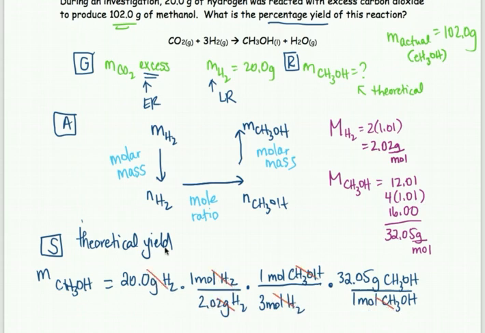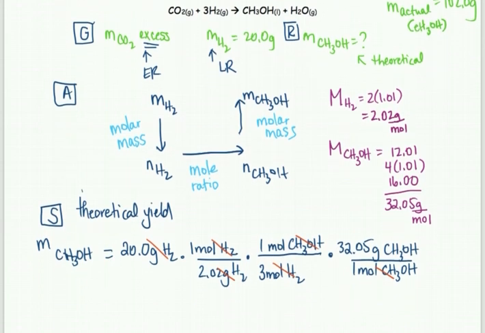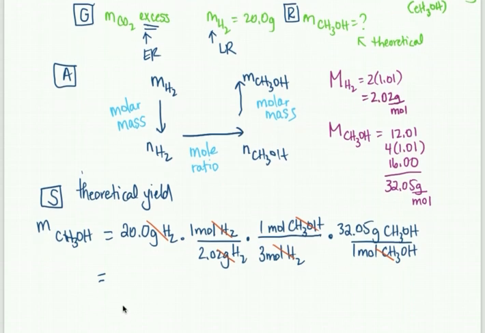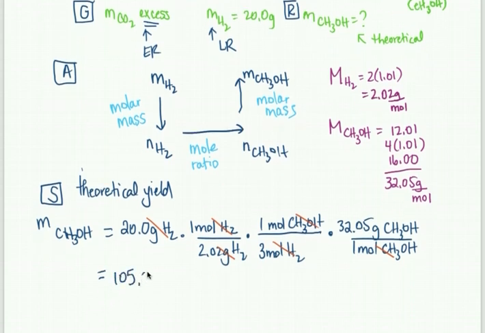Okay, all of the units cancel out nicely, so let's calculate this out. Okay, and we end up with a mass of 105.77. And again, remember, this isn't our final answer in this question, so that's why I'm carrying some extra digits here. Okay, so we found the mass of methanol. Here it is. And again, just a reminder, this is your theoretical mass.